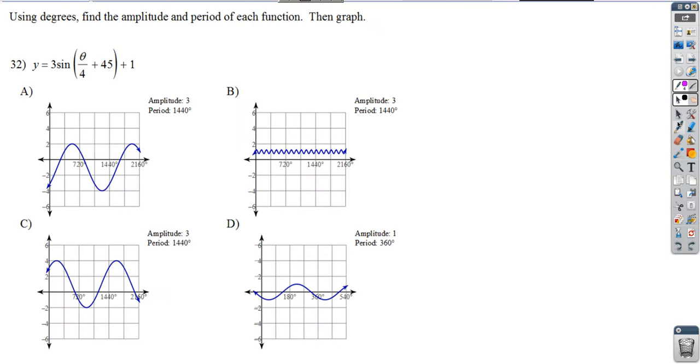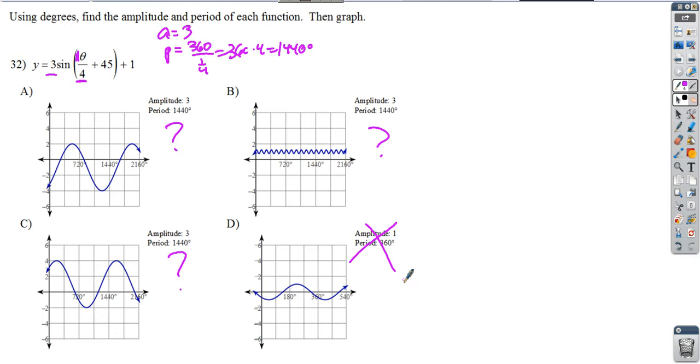So let's start by finding the amplitude, which is right there, and the period is going to be 360. This is 1/4. So we did that before. 360 divided by 1/4 is like 360 times 4, and that's 1440. So let's get rid of the wrong ones right away. This one could be right, this one could be right, and so could this one. This one is definitely wrong. Okay. So now let's make our table of values.